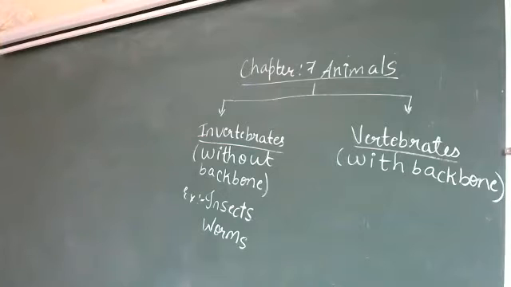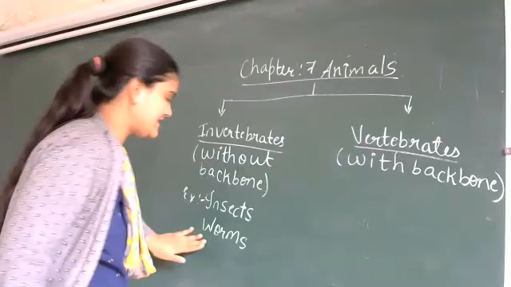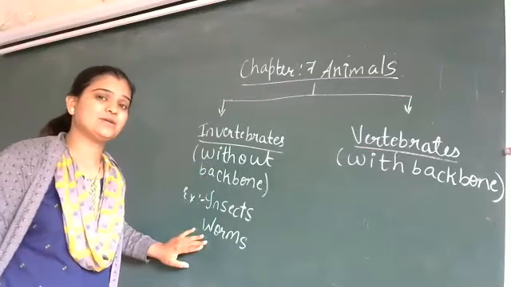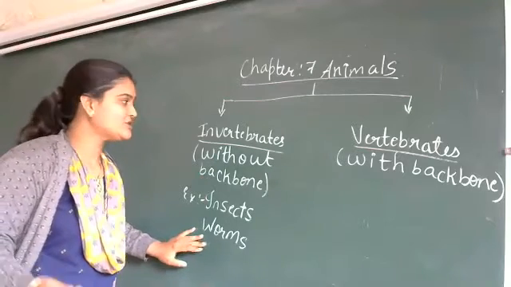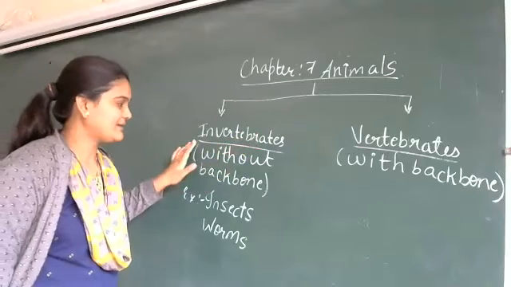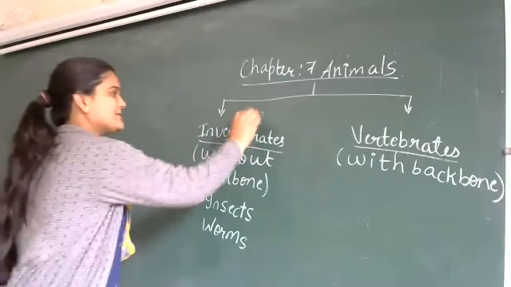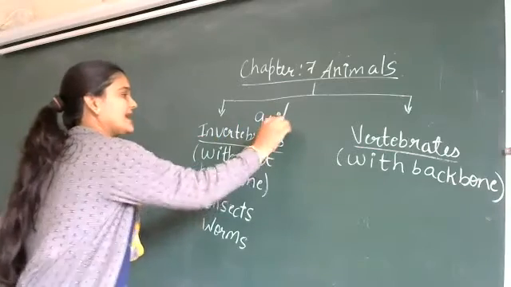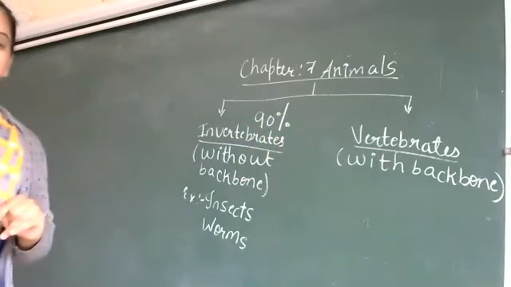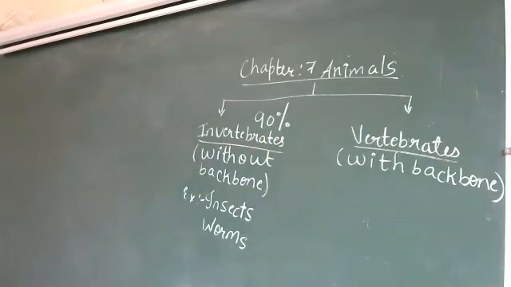So here more than 90% of the animals are invertebrates. Most of the animals in the ecology are invertebrates, the ones which do not have a backbone. So what is the percentage here? More than 90%. Is it clear?